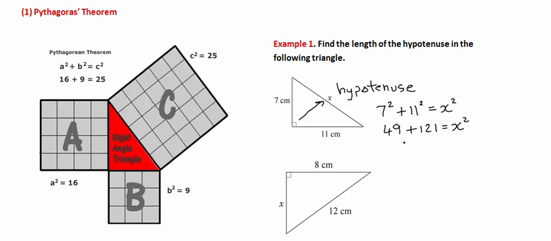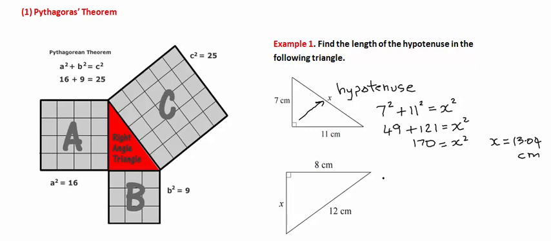And 49 plus 121, that's going to be 170 equals x squared. And so the x will be the square root of 170, which is 13.04. And the unit there is centimeters, cm.